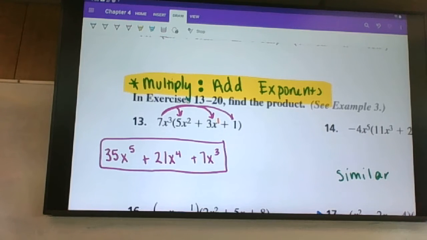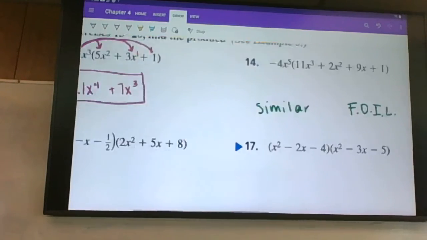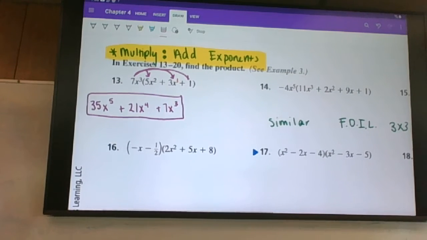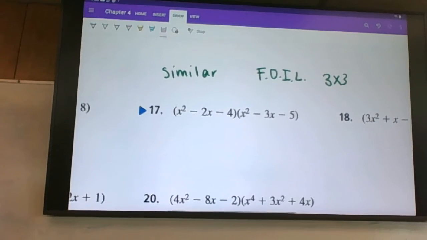Alright, so 17 is like a whole new ballgame. It's like so much distribution. It's similar to FOIL. Are you guys ready? It's similar to FOIL, but it's a 3 by 3. So you're going to end up with 9 terms with a 3 by 3.